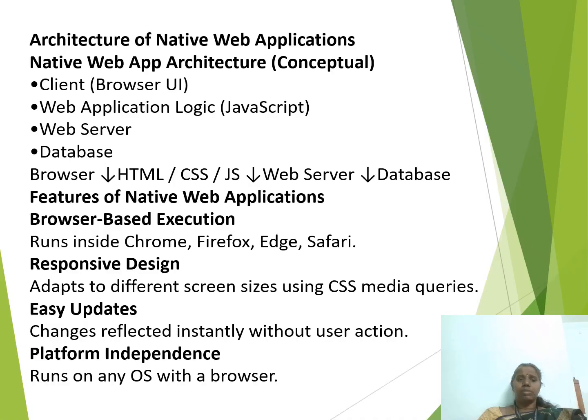The third one is the web server. The web server processes client requests. Examples of web servers are Apache, Nginx, and a Node.js server. The responsibilities of a web server are to receive HTTP requests, execute backend code, authenticate users, send responses, and connect to the database. For example, when a user clicks login, the request goes to the server, the server verifies credentials and sends a response, checking whether it is a success or failure. The server handles business logic.